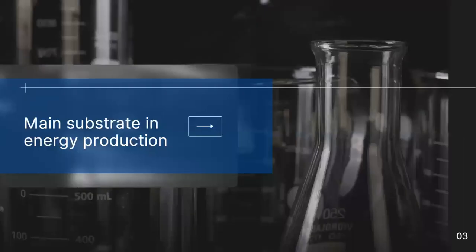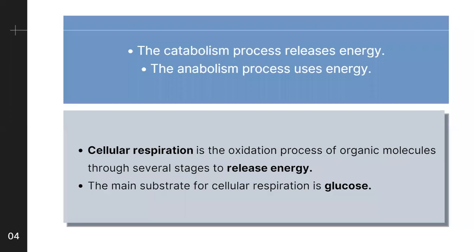So first, we talk about the main substrate in energy production. If you still remember, in Chapter 5 in the previous video about metabolism, we learned that there are two metabolic reactions: catabolism and anabolism. Catabolism is the process that releases energy and anabolism is the process that uses energy. And cellular respiration, which is the process we are going to talk about today, is the oxidation of organic molecules through several stages to release energy.